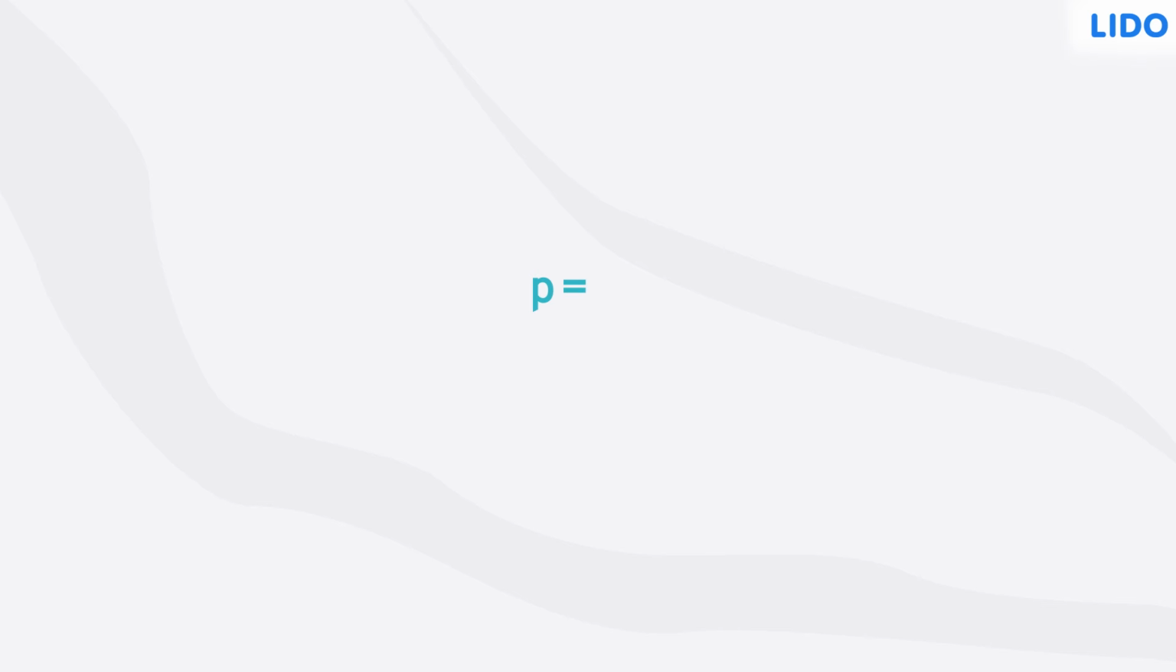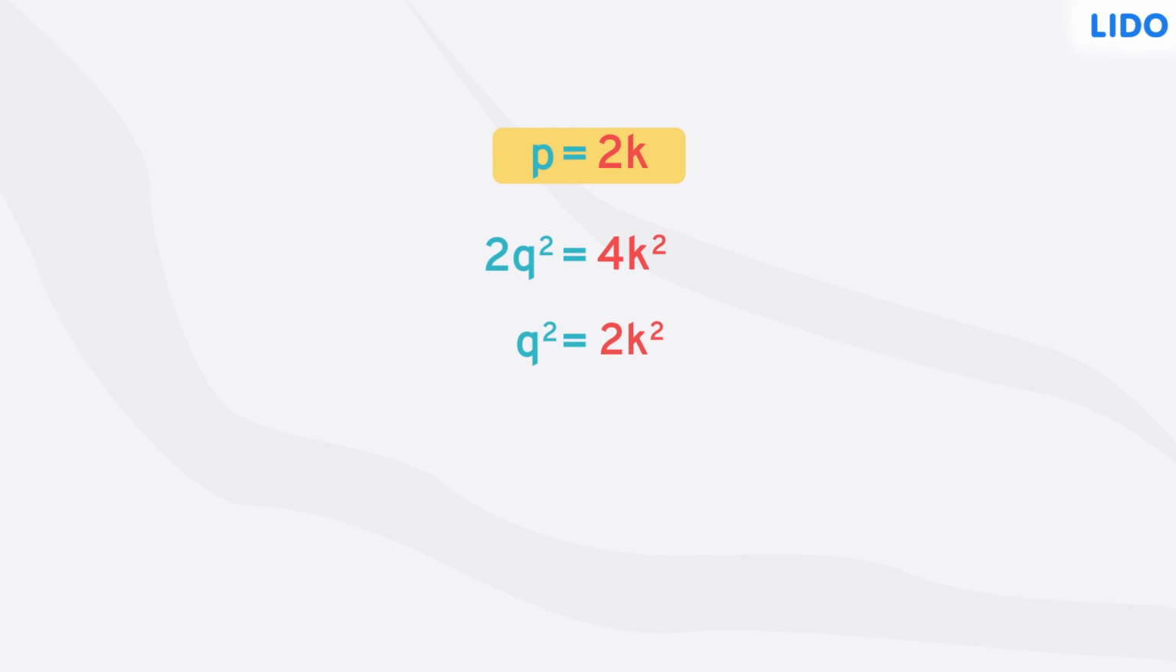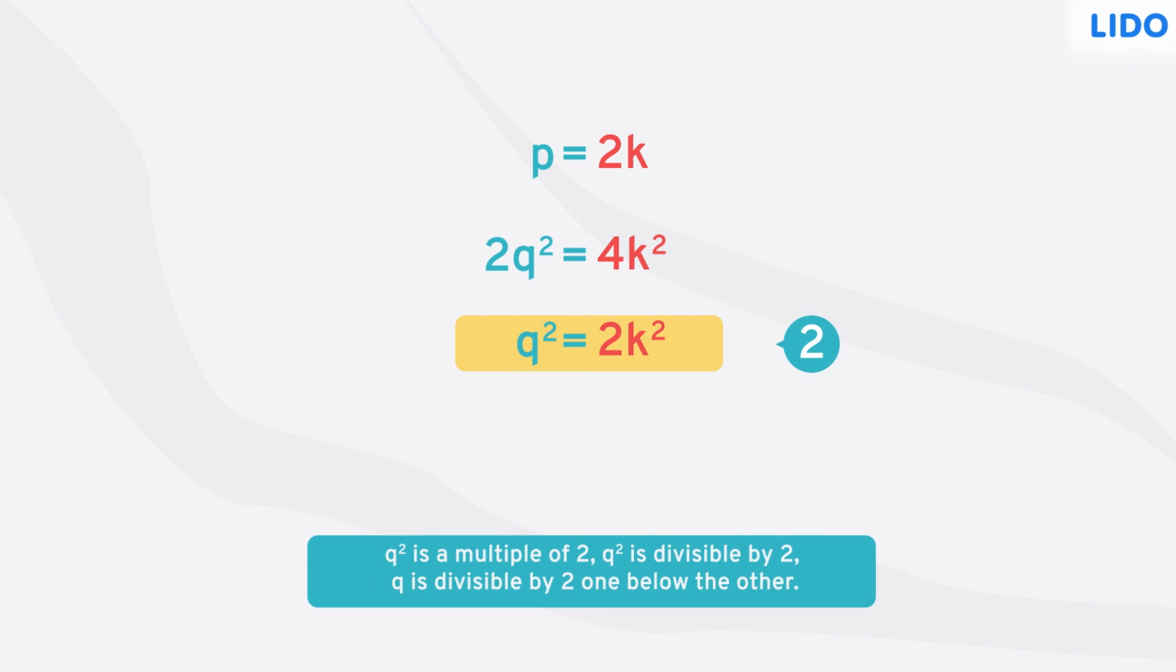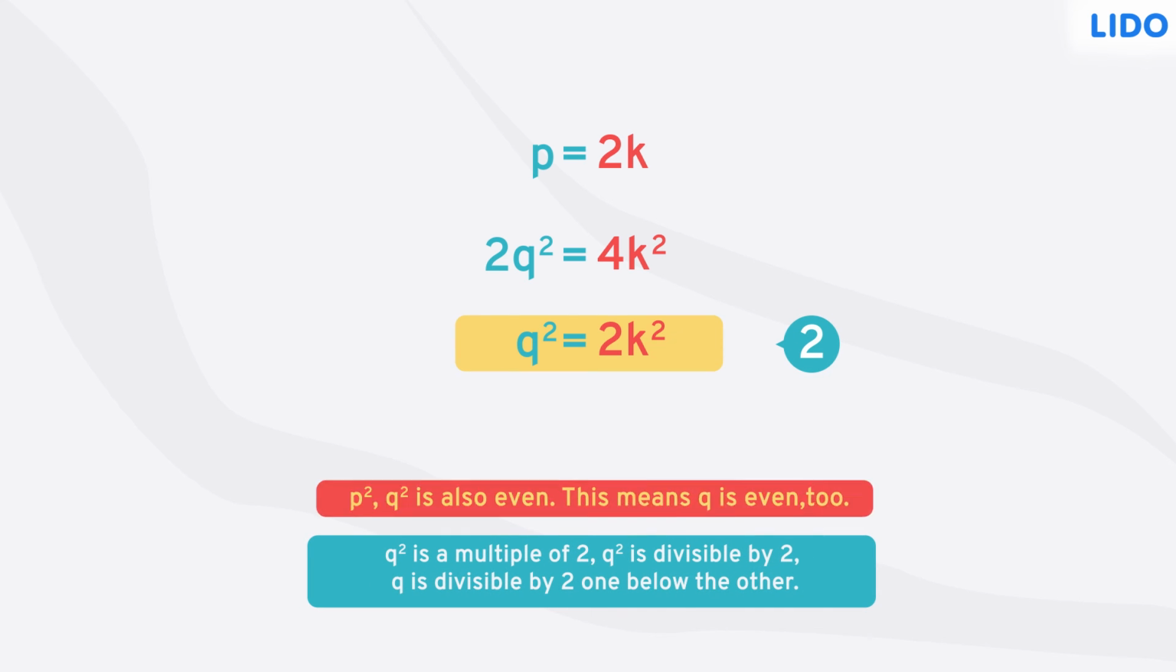Let's assume p is equal to 2 times k, where k is the integer we need to find. Substituting the value p equals 2 times k in equation 1 gives us 2q squared equals 4k squared, which can be simplified further to q squared equals 2k squared. This is our second equation. From this we learn that just like p squared, q squared is also even. This means q is even too.